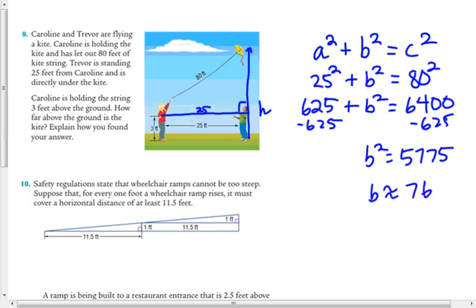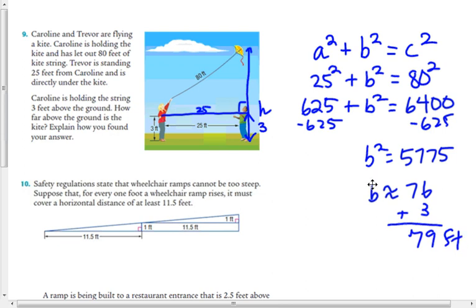Now, we're not quite done. We want to know the height above the ground. And you might notice from this drawing that the height above the ground includes this 3 feet from where Caroline is holding the string. So we need to add 3 feet to get the correct height, and that'll be 79 feet.